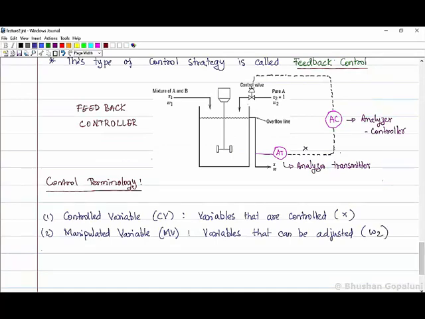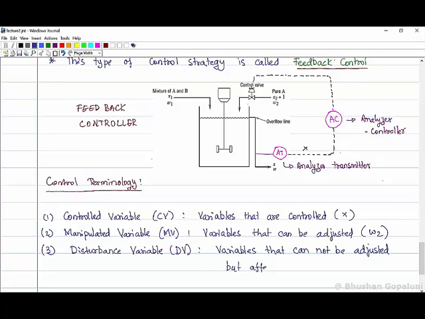A disturbance variable. Disturbance variables are those variables that cannot be adjusted. Manipulated variables one can adjust, whereas disturbance variables one cannot adjust. Now in this context, X is a controlled variable, W2 is a manipulated variable, X1 and W1 are disturbance variables.